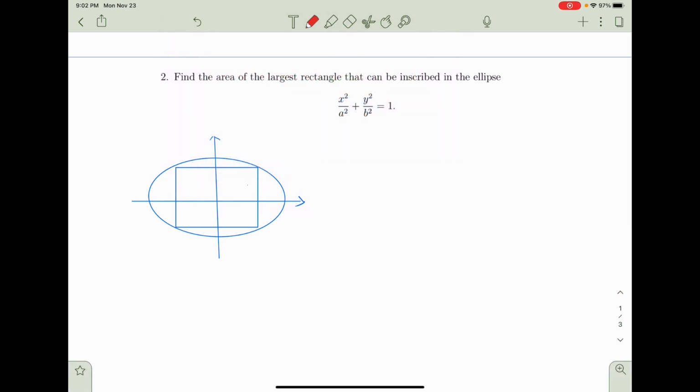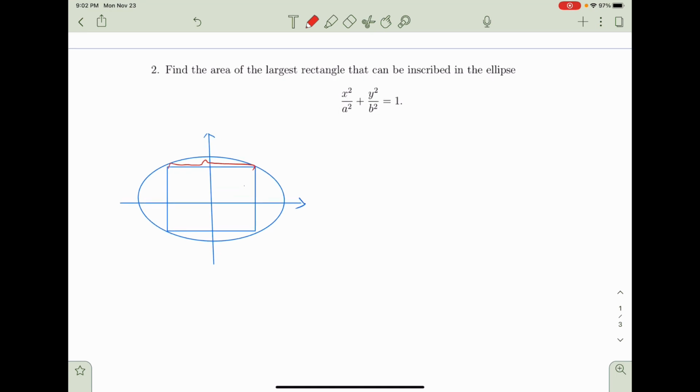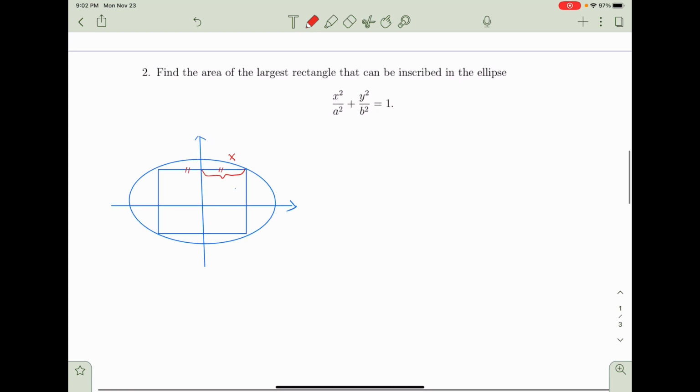So this is the length of the rectangle, right? So if we assume that this is x, if this is x here, then the length will be 2x, right? Because this part and this part are exactly the same. So this is also x, right? So both of these together, that is 2x.